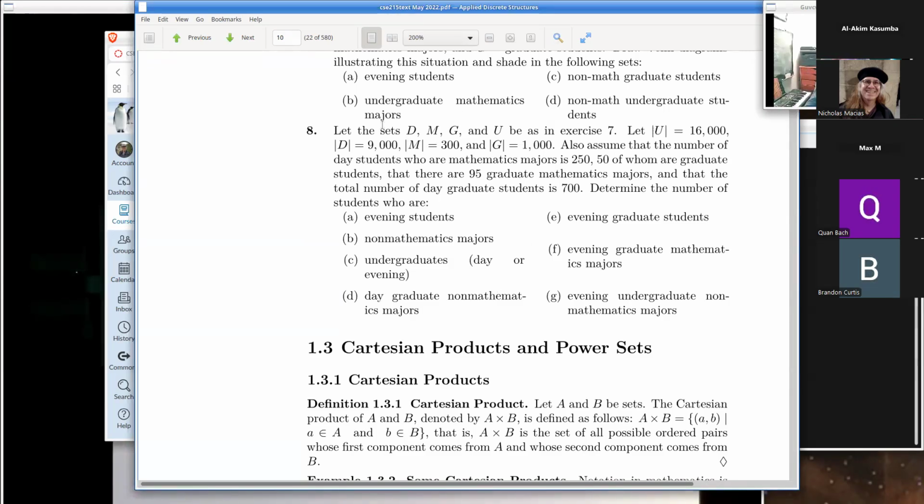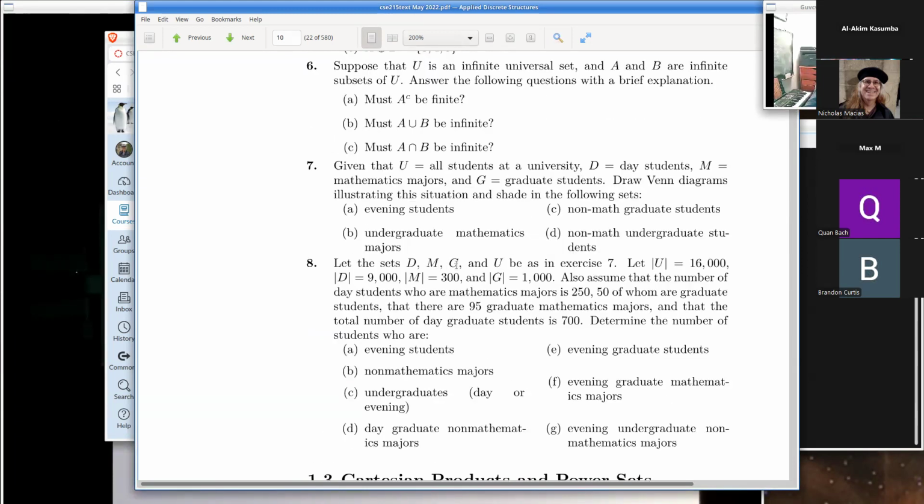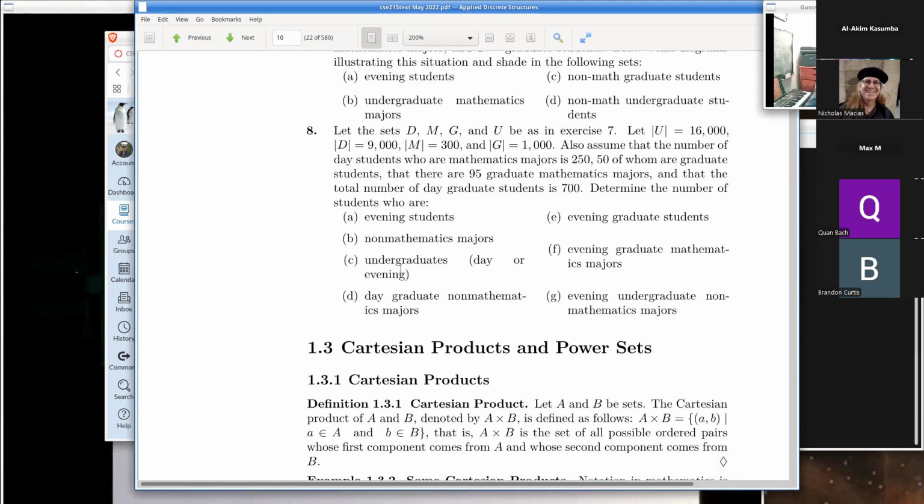So you've got these groups that were defined in the previous problem. So D is the set of day students, G is the graduate students, M is the math students. So for somebody to be a day graduate non-mathematical major, they would be in the set D because they're day, they'd be in the set G because they're graduate, and they would not be in the set M. In other words, they would be in the complement of M because they're non-math majors. And so we're looking for the size of the set D union G union not M. Yeah, I got you. Thank you. Okay, yeah, you're welcome.